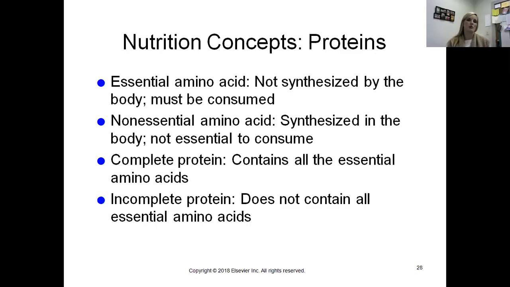Most of your complete proteins are coming from your animal sources, so things like meat-based products, things of that nature, like eggs and chicken and turkey and beef, whereas incomplete protein we're typically finding in your plant-based protein, so beans, nuts, and lentils. Now, for those that are vegan or vegetarian, does that mean that they are not getting all of the essential amino acids that they need?